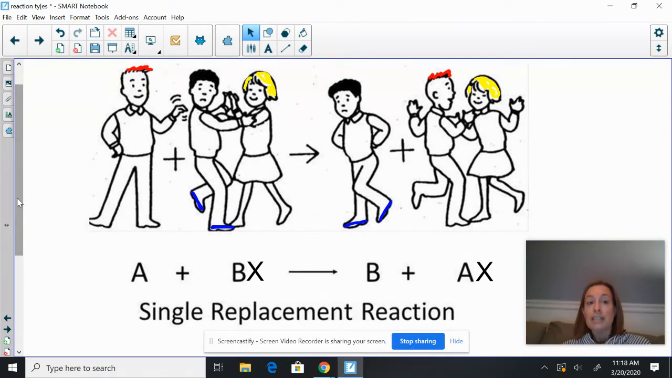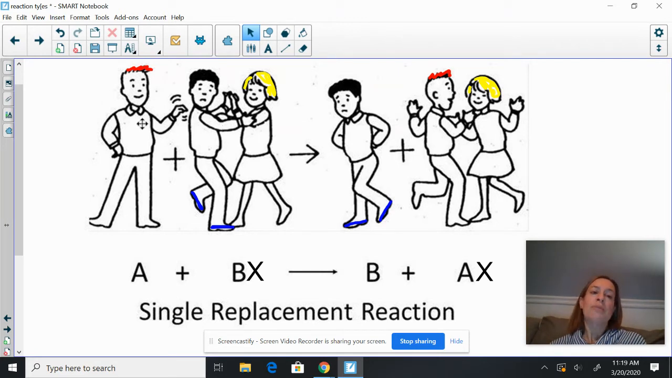Sometimes they're called single displacement reactions. And you'll see from this picture, it's a pretty typical analogy of a couple dancing and a guy off to the side, tapping the one guy with the dark hair on the shoulder and taking his place, right? The guy with the red hair is taking the place of the guy with the dark hair. And so how does that relate to chemistry? Well, this guy with the red hair is supposed to symbolize an element. And this guy with the dark hair, because he's dancing with this woman, they are a compound.